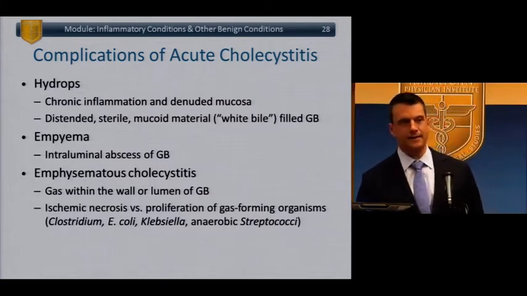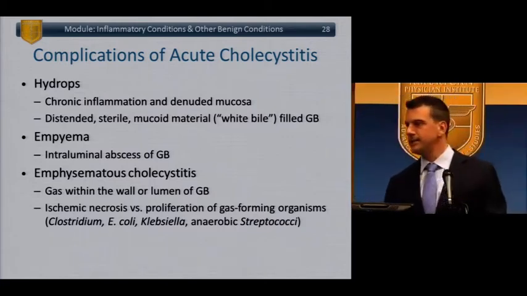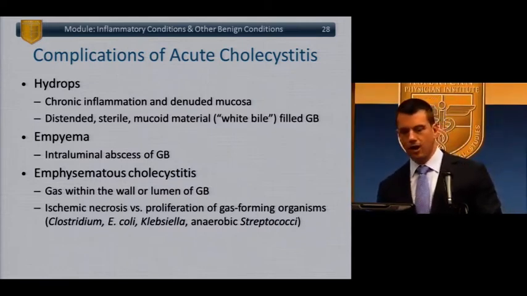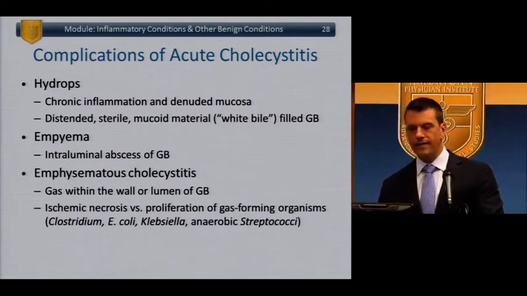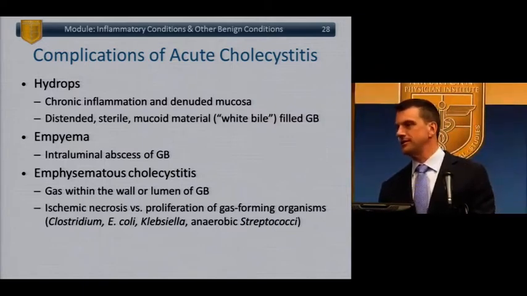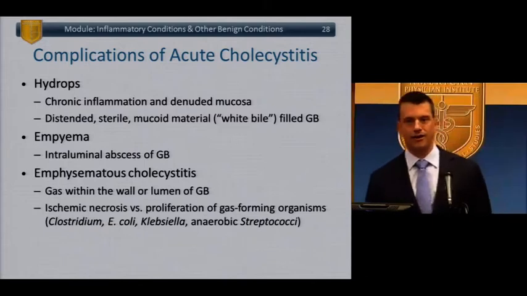And then there's emphysematous cholecystitis. This can be due to two things. It may just be necrosis of the gallbladder and death of the gallbladder wall. More often than not, though, it's from gas-producing organisms within the wall, such as E. coli, Clostridium, or some of the streptococcal strains, which may show an emphysematous gallbladder without frank necrosis.